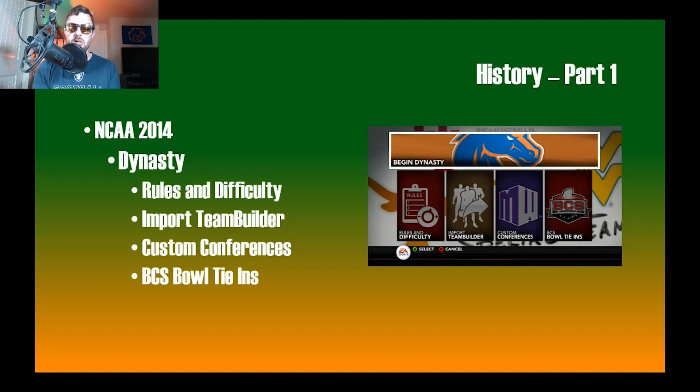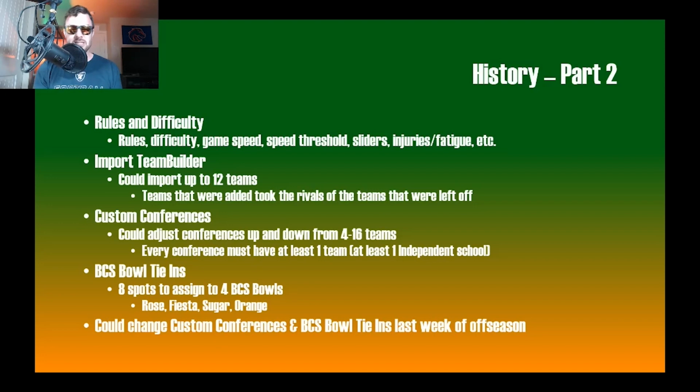Now, in Dynasty, you could customize it from the beginning. When you start a Dynasty, you could obviously create a coach, and you could adjust rules and difficulty. You could import a particular team builder team. You could have custom conferences or adjust the BCS Bowl tie-ins. Let's break those down a little bit more. The rules and difficulty: game speed, speed threshold, so the discrepancy between quicker players and not as quick players, and the sliders in terms of how often they call penalties, how often people are offsides, things like that, injuries, fatigue, all that kind of stuff. That was the first thing you could adjust.